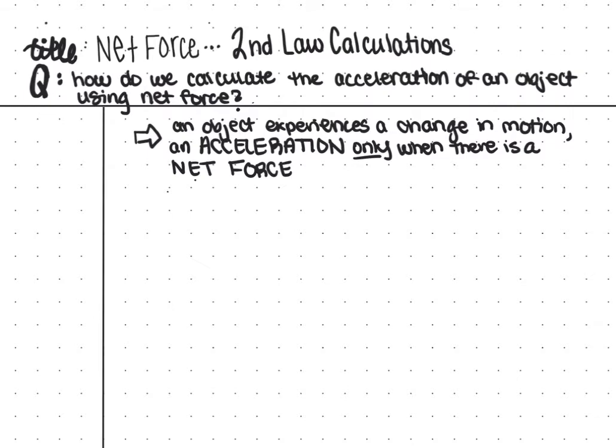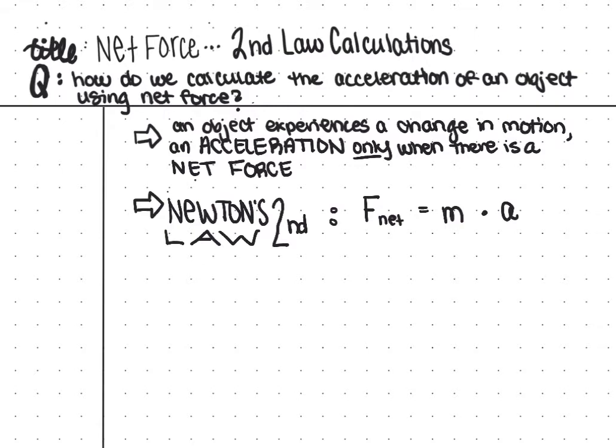Since we're talking about second law calculations, we want to quickly redefine Newton's second law. The first law is about objects at rest staying at rest. The second law gives us our main equation for the unit. Newton's second law says that the F net, or the net force acting on an object, is equal to its mass times the acceleration. And just so that we are clear, Newton's second law only works when we know the net force. So you must find this before you can actually use Newton's second law.